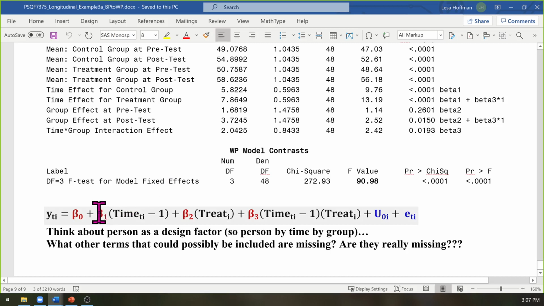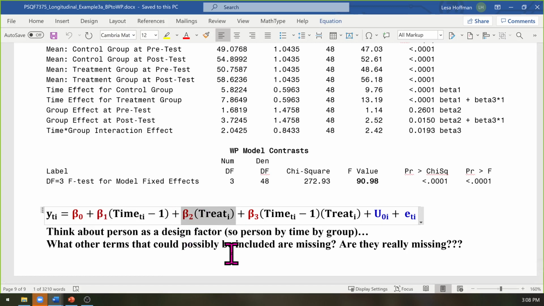Yeah, it's right here. Do we have a main effect of group? Yeah, that's right here. Do we have a main effect of person? This is a tricky one. What do you think? The answer is yes, we do. It's right here. That's my main effect of person.